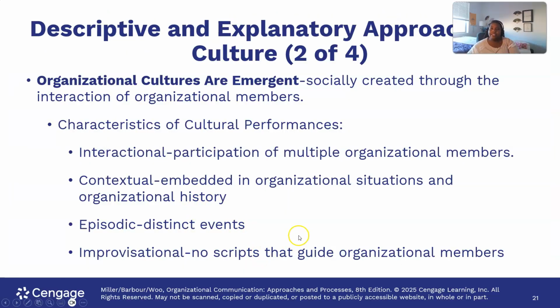All right. So descriptive and explanatory approaches to culture. Organizational cultures are emergent. So they're socially created through interaction of organizational members. And there are several characteristics of cultural performances. So how do organizations perform said culture? They're interactional, so it's the participation of multiple organizational members. So most organizational members have to be involved. And contextual, so they're embedded in the organizational situations and organizational history.